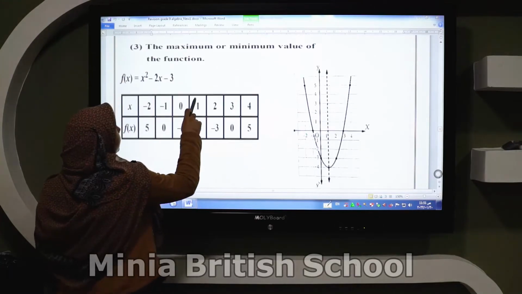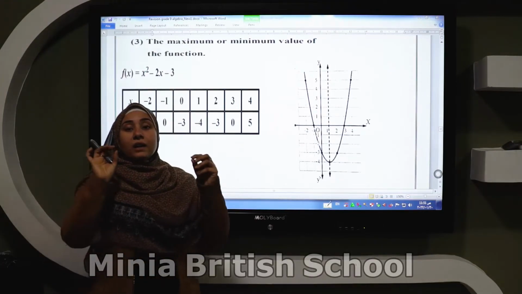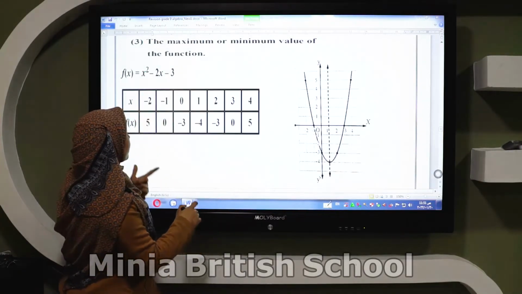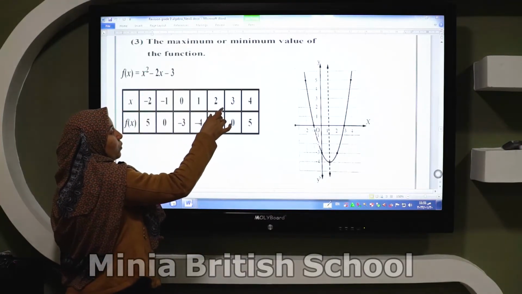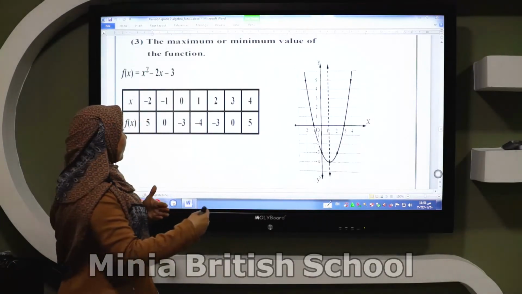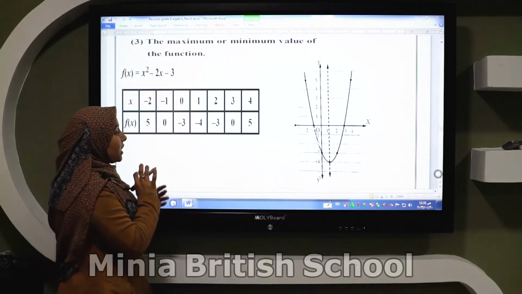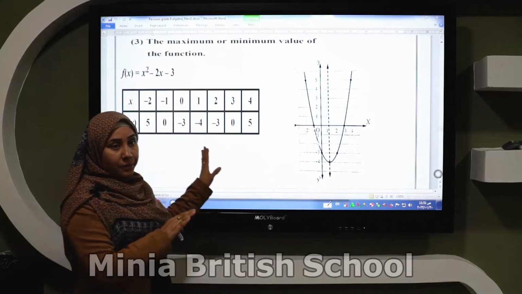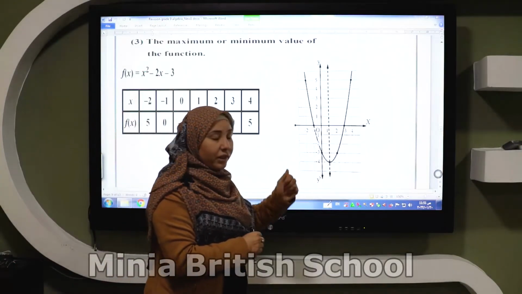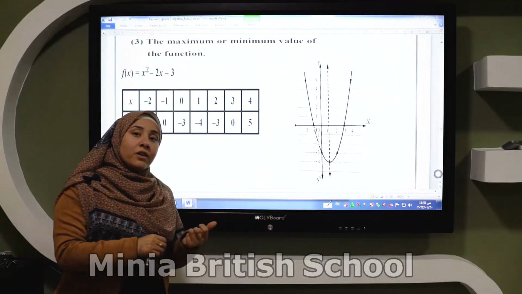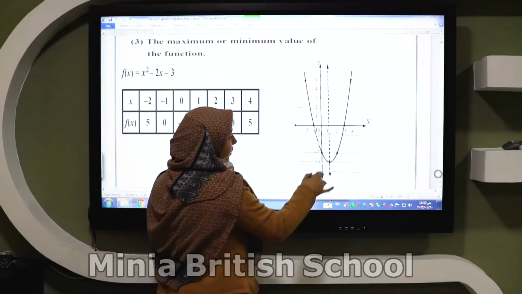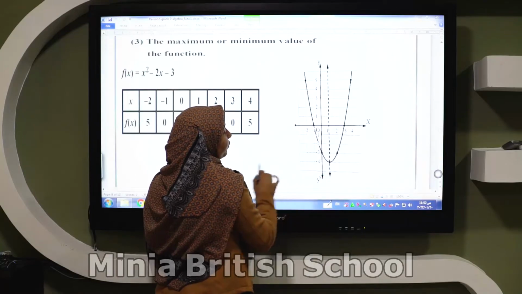Now I will substitute the whole numbers which belong to this interval, negative 2, negative 1, 0, 1, 2, 3, 4, in the function to find the values of y. Then represent them in the square net to draw the graph. And from the graph, I will find the point of the vertex of the curve. The point of the vertex of the curve here is 1 and negative 4.